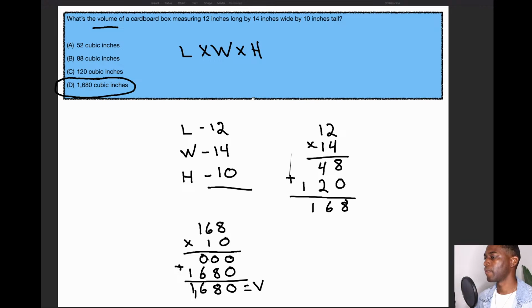Oh, another thing, anytime you're multiplying by 10, you could honestly just take this 0 and put it at the end of the number. It'll give you the answer, 1,680. All right, that's not bad. I don't think that was a bad one.